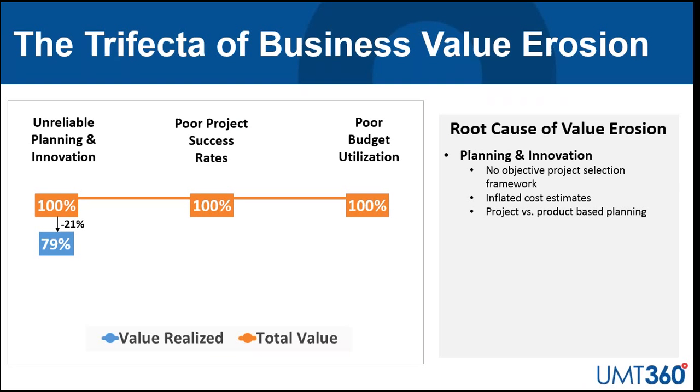So let's start with unreliable planning and innovation. There are sort of 3 areas here: no objective framework for portfolio selection, poor cost estimating, and a need to move from a project-based to a product-based planning approach. So the first one, it still amazes me how many organizations still don't have an objective way to govern the annual planning process and select project portfolios that optimally align with their strategic intent or the strategic priorities.